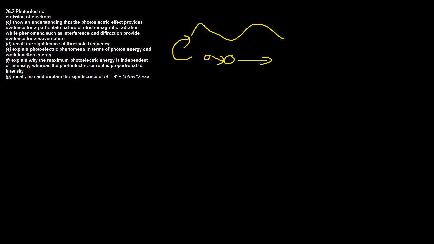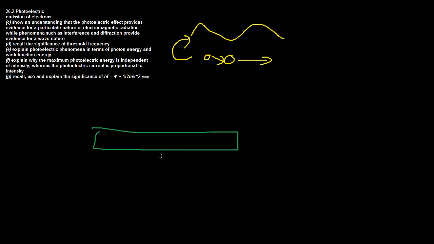Okay, so what is the photoelectric effect? I think I should probably explain that first. So the photoelectric effect is the idea that photons can interact with electrons in atoms and actually eject electrons from atoms. Basically this occurs with metals. So this is an experimental setup here. Say you have a metal like that, and then we have a gold leaf electroscope.